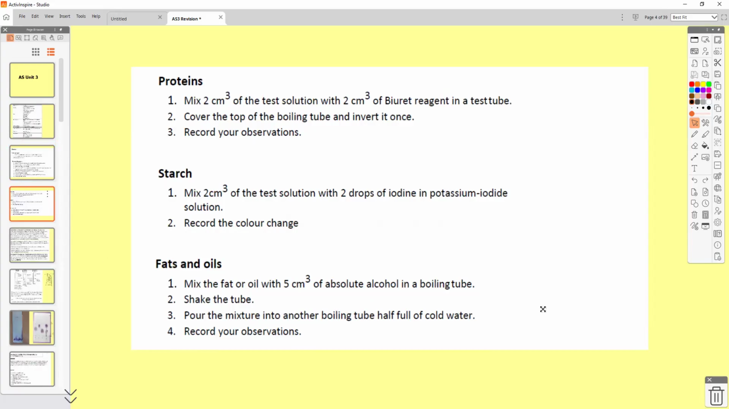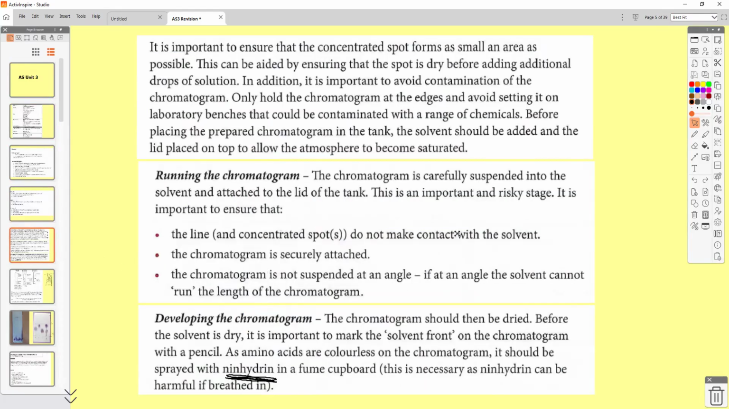And then for fats or oils, you use alcohol. You mix up your sample with the alcohol, transfer the liquid alcohol to some cold water, and you should get what's called a white emulsion, or you should get that spread because the alcohol has absorbed fats. Okay. Also, the next one is looking at chromatography.